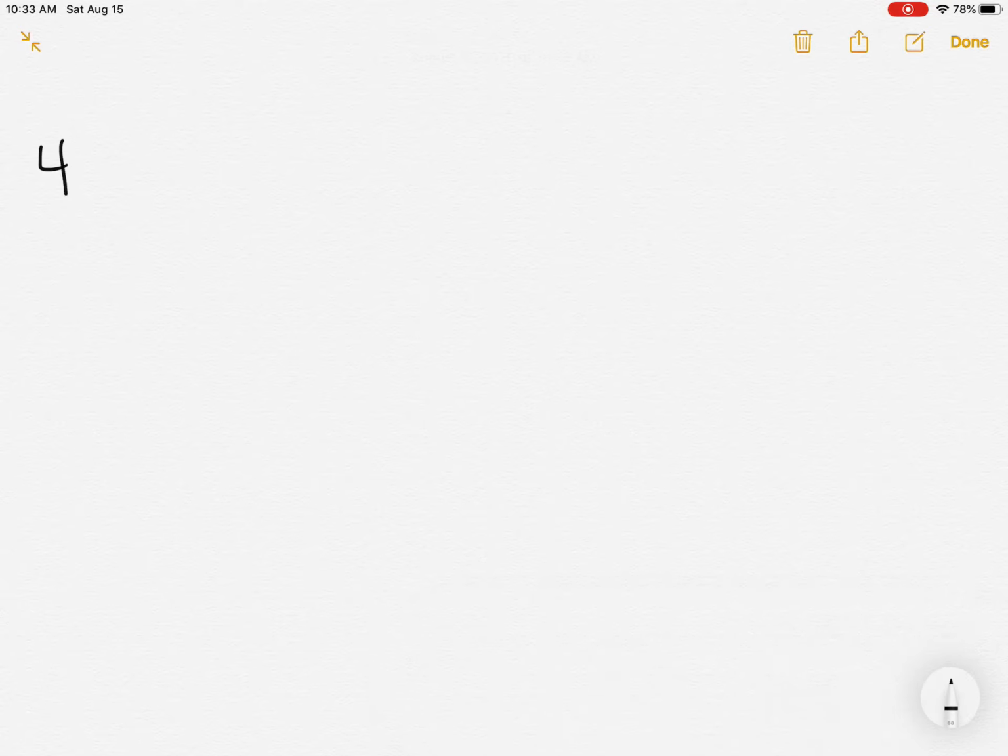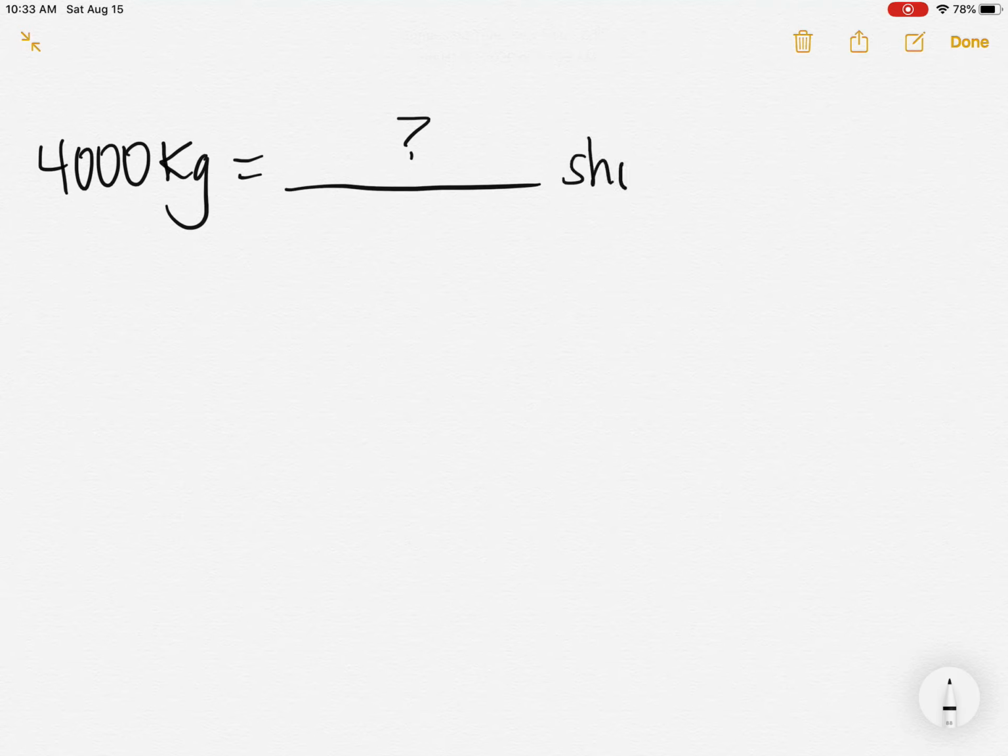Okay, let's say I have 4,000 kilograms, and I want to know how many short tons that is. Okay, I don't know what a short ton is. I don't know if you do. So this problem is one where it's helpful to have these conversions so that I can look at them and figure out how to solve this problem.